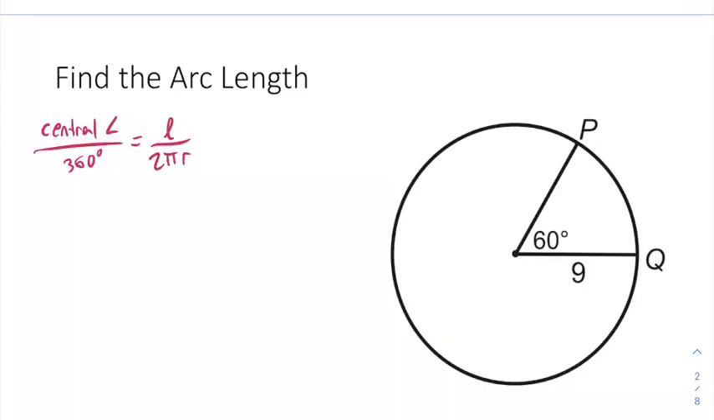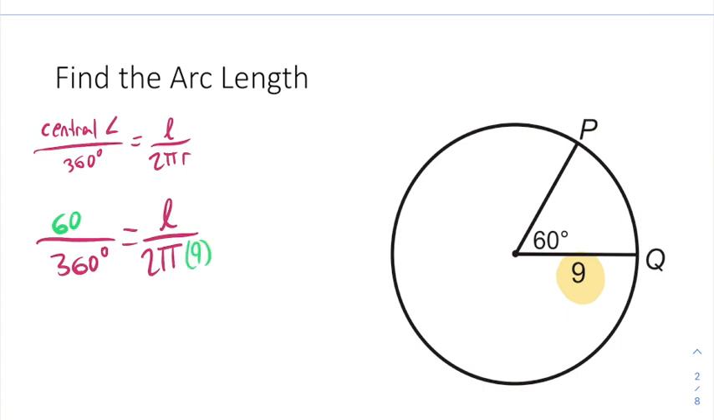So let's get some practice with this formula. We're trying to find the length of this arc right here, PQ. We'll call that length L. What we want to know is the central angle of this arc, which is 60 degrees. So we'll plug that into the formula. And the one other thing that we need to know to use this formula is the radius, which in this case is 9. So we'll plug that in as well.